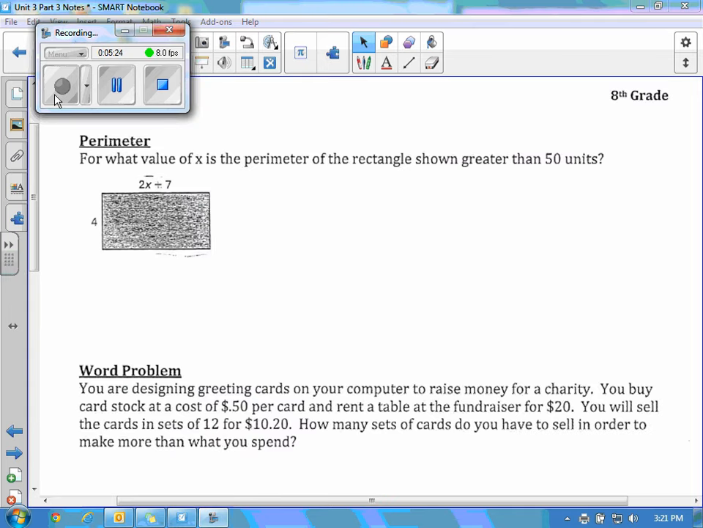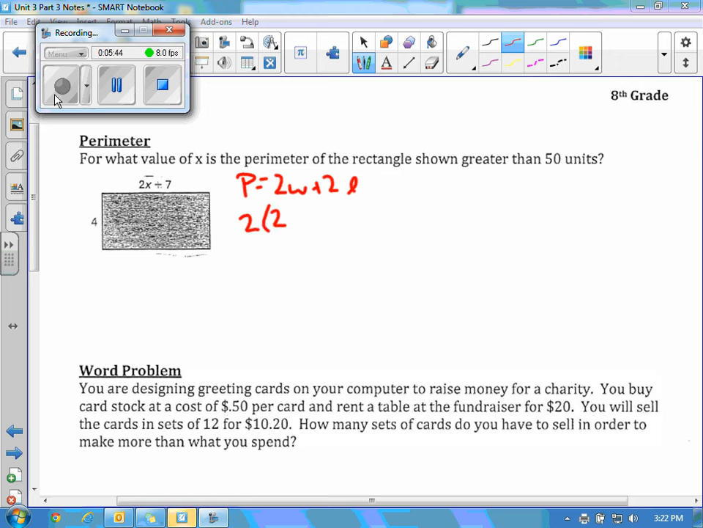On the back side of these notes, you start with a perimeter problem. So it says, for what value of x is the perimeter of the rectangle shown greater than 50 units? So just to remind you, perimeter of a rectangle is 2w + 2l. So if you look at our example, 2 times the width, which is 2x + 7, plus 2 times the length, which is 4.